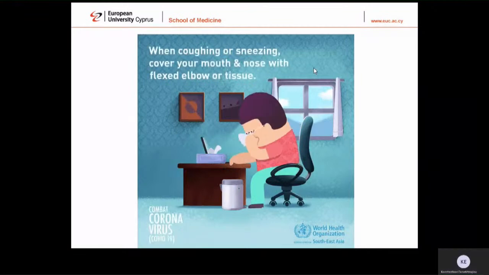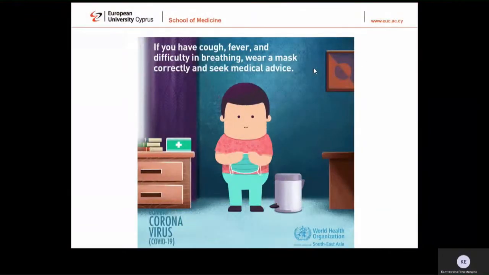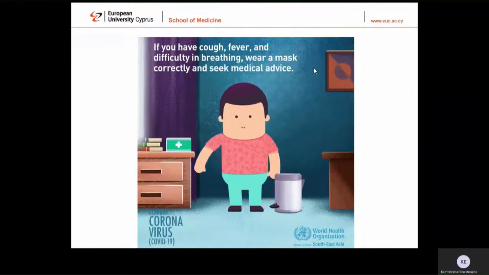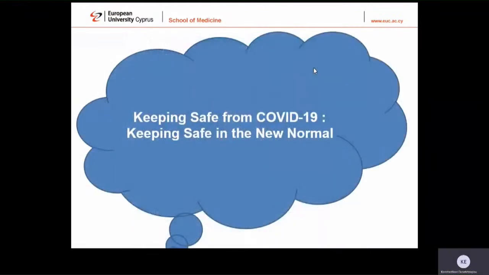So what happens in urban settings? What happens at your homes, in your neighborhoods, or when you go out? If you're at home or at a public place, avoid touching your eyes, your nose, or your mouth. This is really, really important.